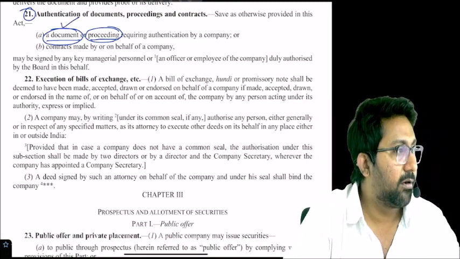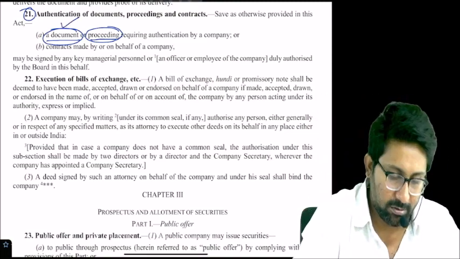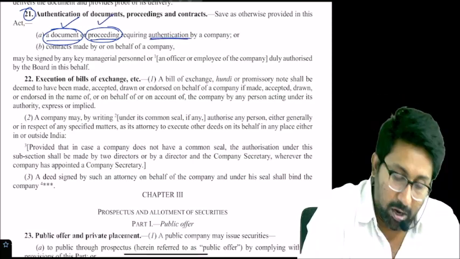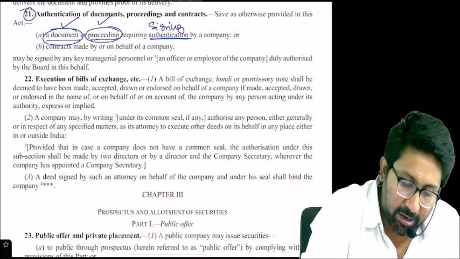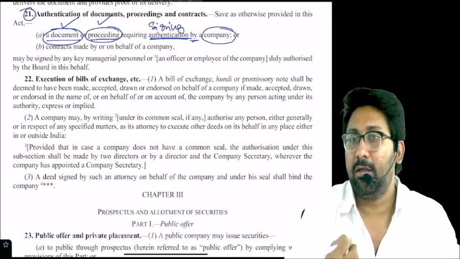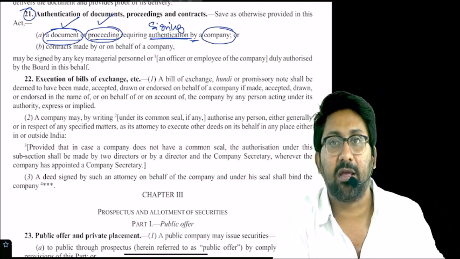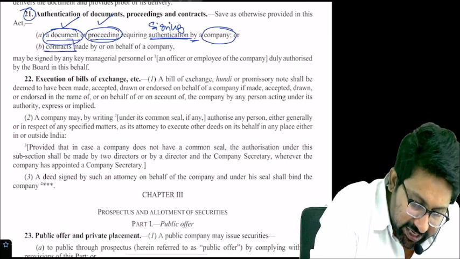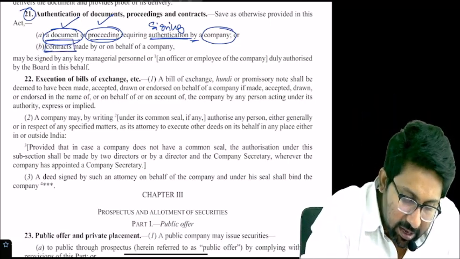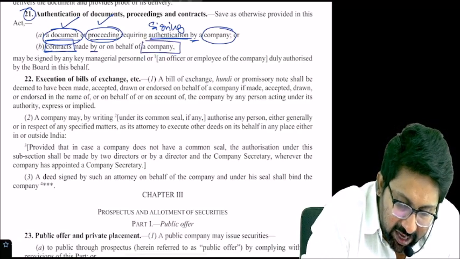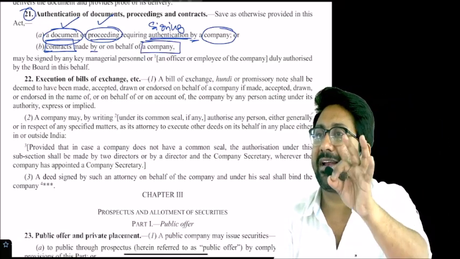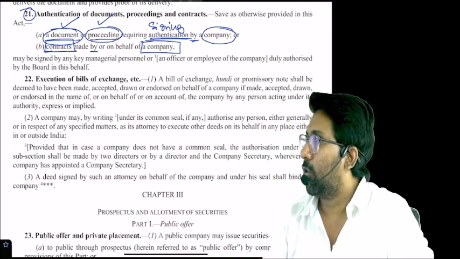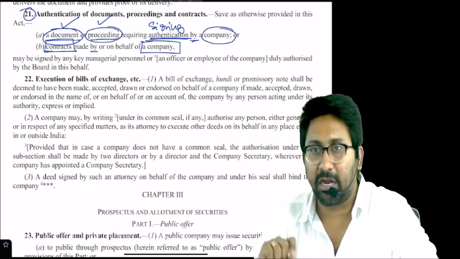First, there is a document requiring authentication. Authentication means what? Signing. By whom? The company. The company is an artificial person, not a natural person. Can it sign, or can it not sign? Same thing. What is the next one? Contracts made by the company or on behalf of a company. So tell me, does a contract require a written signature or not? Yes. Who will sign? The company is an artificial person. How can the company come and sign?